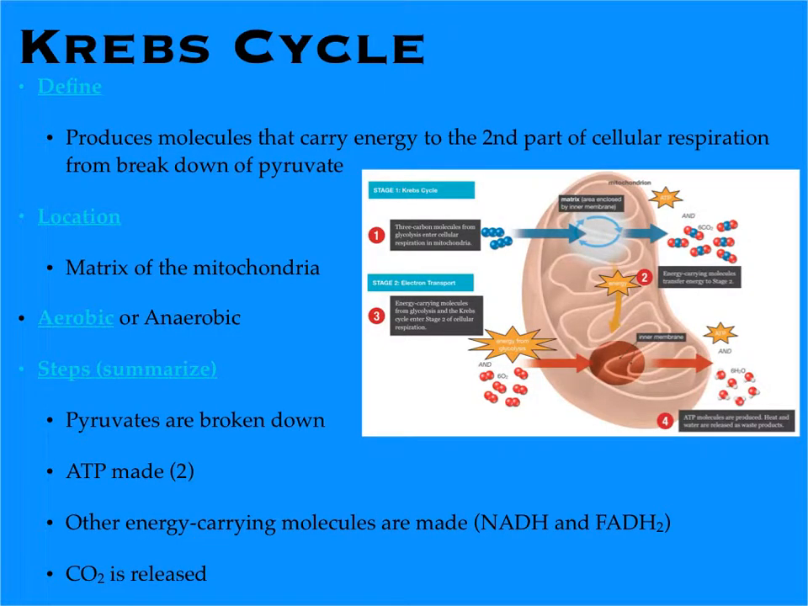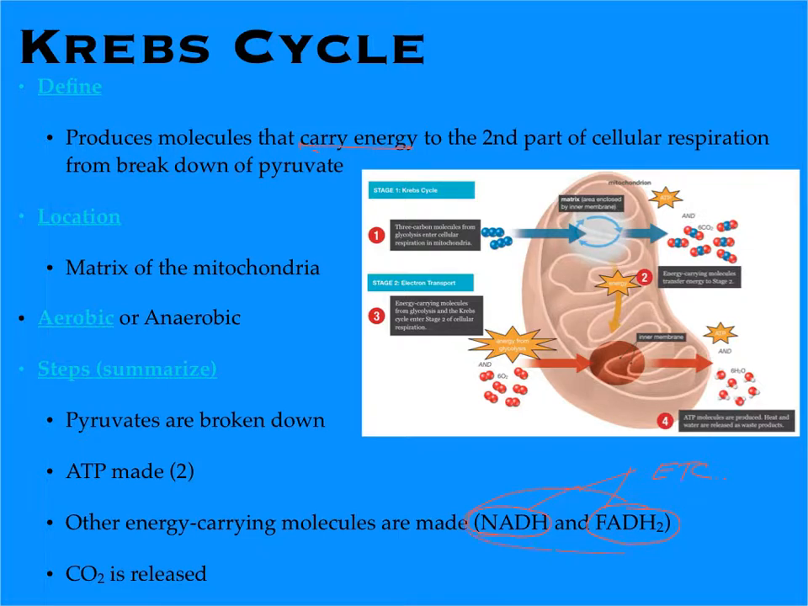So the Krebs cycle will take the products of glycolysis, which is, of course, the 2 pyruvates, 2 ATPs, and 2 NADH, and it's going to use those to make these other energy-carrying molecules, more NADH, and this other one very similar, FADH2. These 2 high-energy electron carrier molecules will go to the next part of this, which is the electron transport chain.